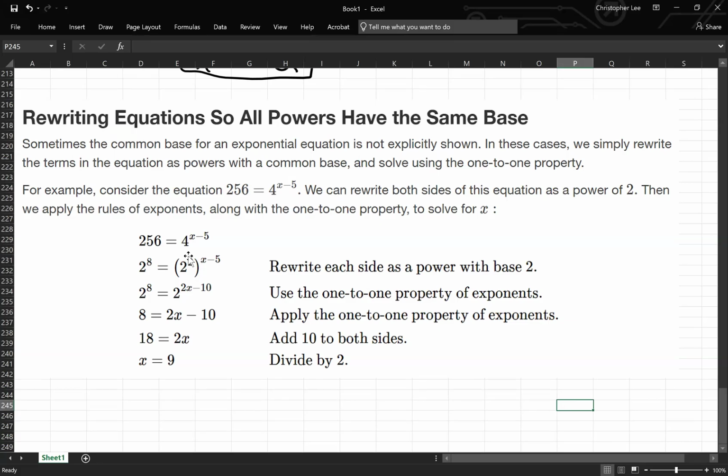We could rewrite both sides of the equation as a power of 2, right? Then we reapply the rules of exponents along with the one-to-one property and solve for x, right? So 256 could be rewritten as 2 to the 8th power, and then 4 could get rewritten as 2 to the 2nd power, which is then raised to the x minus 5 power. You remember whenever you raise a power to a power, you multiply, right? So distribute the 2, right? And then now I have the same base. Let's work with the exponent. 8 is equal to 2x minus 10. Solve for x, right? Boom, boom, boom. X equals 9. All right? Questions on this? All right. Let's keep moving.